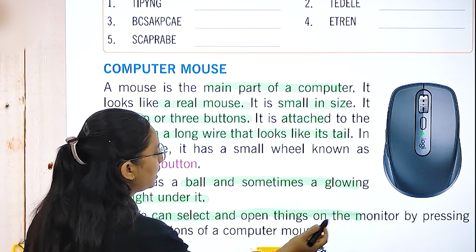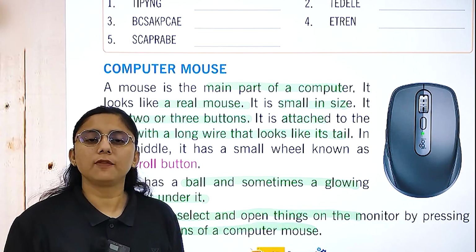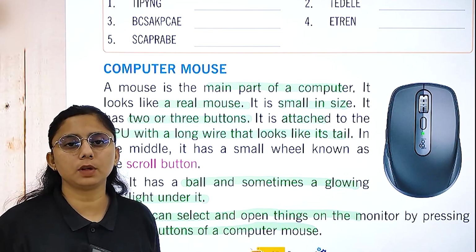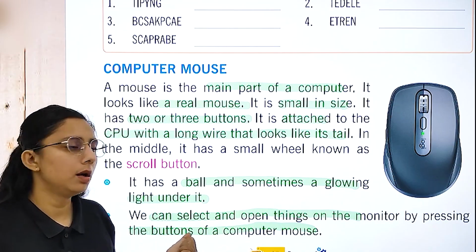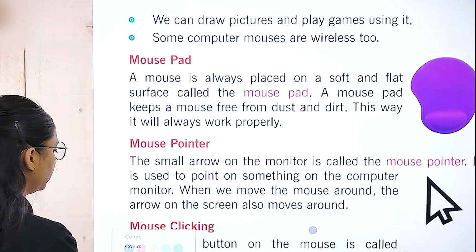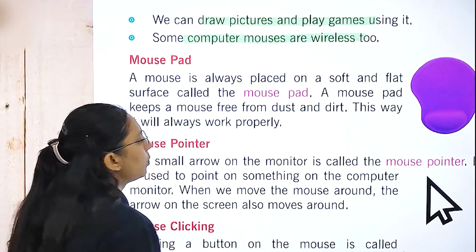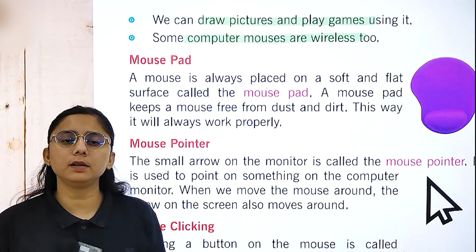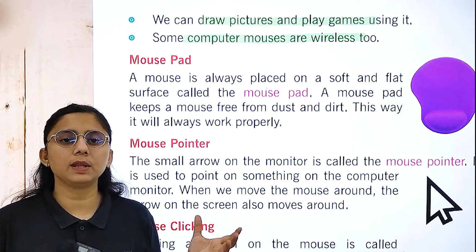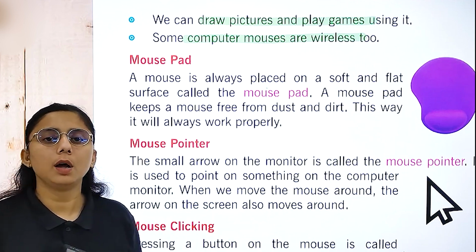We can select and open things on the monitor by pressing the buttons of a computer mouse. If you have to open anything on the computer, you can use mouse by pressing the buttons on the mouse and open the folder. Anything that you want to open. We can draw pictures and play games using it, and some computer mouse are wireless. We have wired mouse and wireless mouse. The wireless one connects without wire with the help of Bluetooth. You can play games and also do paintings through the mouse.